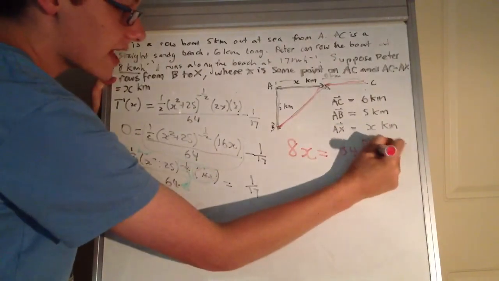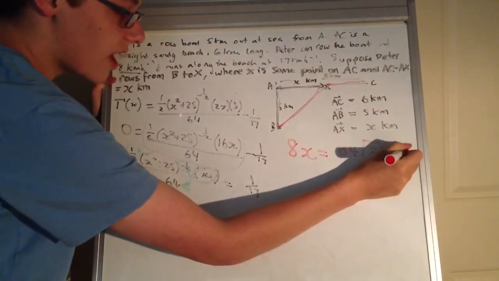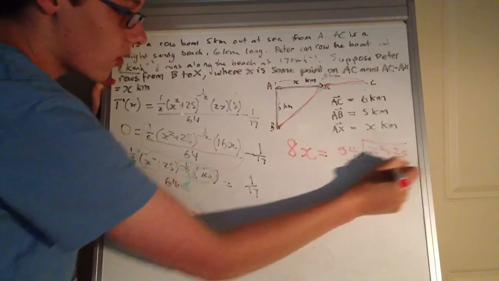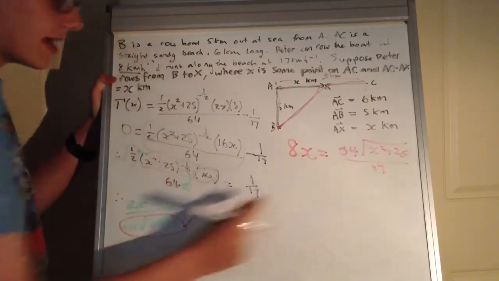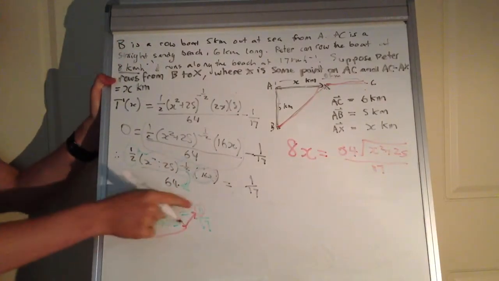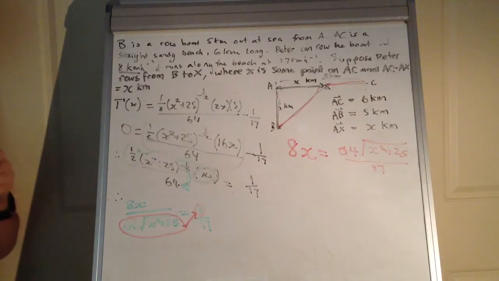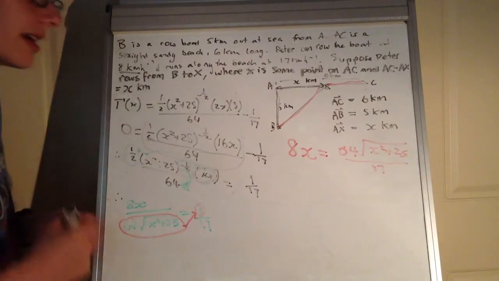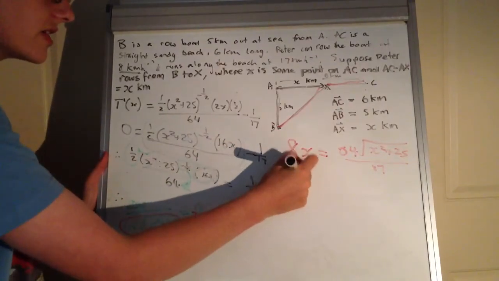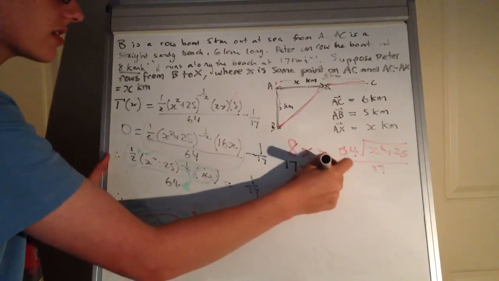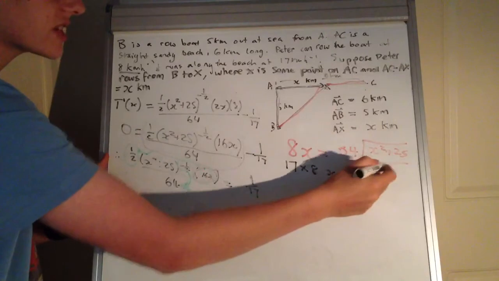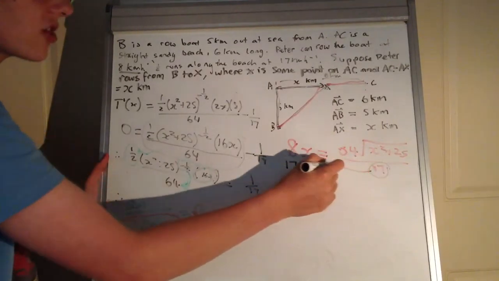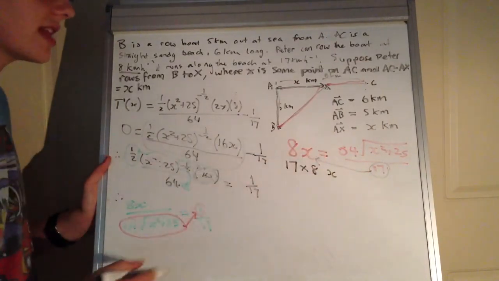64 lots of x squared plus 25 all over 17. Again, just move that from the denominator to the numerator as we swap the sides of the equation. Okay, and now what we can do is we can simply go 17 times 8, lots of x. Again, we're just bringing 17 from the denominator on the right-hand side to the numerator on the left-hand side.